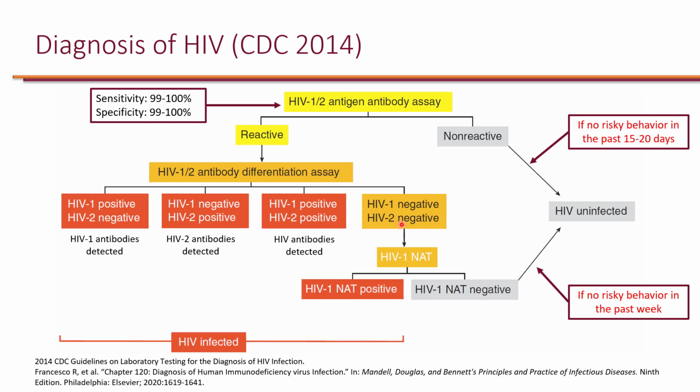To resolve this issue, we need to do a nucleic acid test. A nucleic acid test is a lot more accurate because instead of antigen or antibody, it detects the HIV RNA. So if this tests positive, then we can conclude that the patient has HIV. Currently in the US, HIV-2 is not common, so the nucleic acid tests that are FDA approved are only for HIV-1. If this patient does not test positive, we can conclude that the patient does not have HIV-1, assuming the patient did not have risky behavior in the past week.